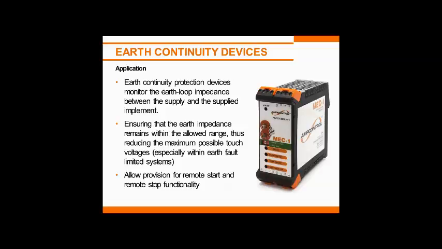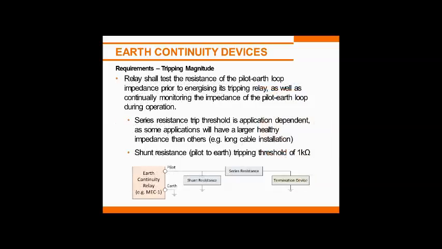But the earth continuity protection, really all it does, is monitor the impedance between the pilot output of the relay and the earth return. So you're looking at it down a trailing cable and keeping sure that the earth impedance remains within an allowable range, so that in doing this, the maximum touch potential that can appear on remote equipment would be in a safe region. The other thing the relay does do is allow for remote stop and start, and we'll talk about that a little later as we go through the system.